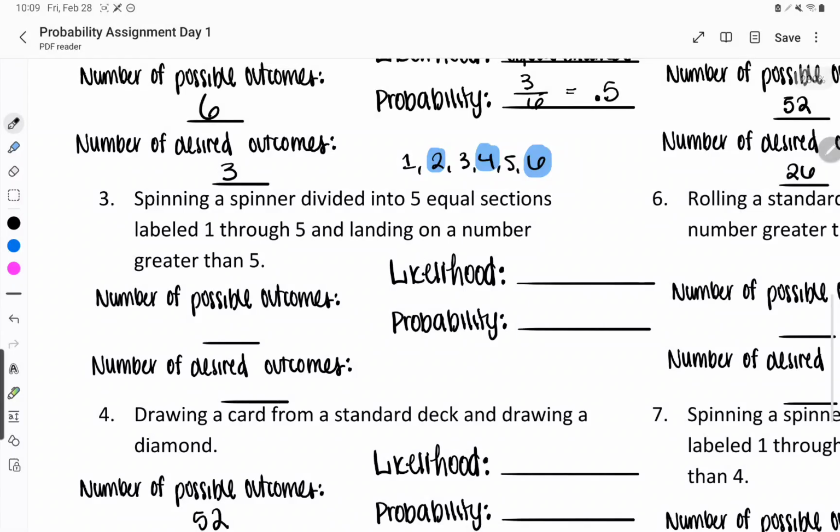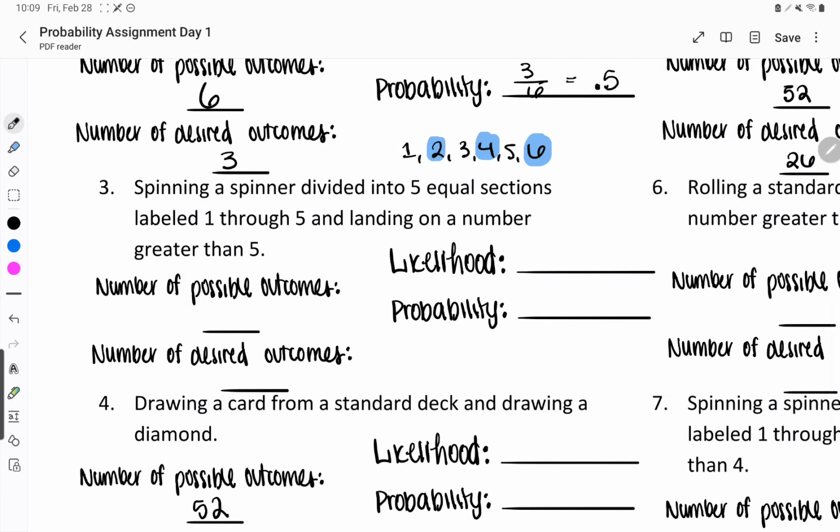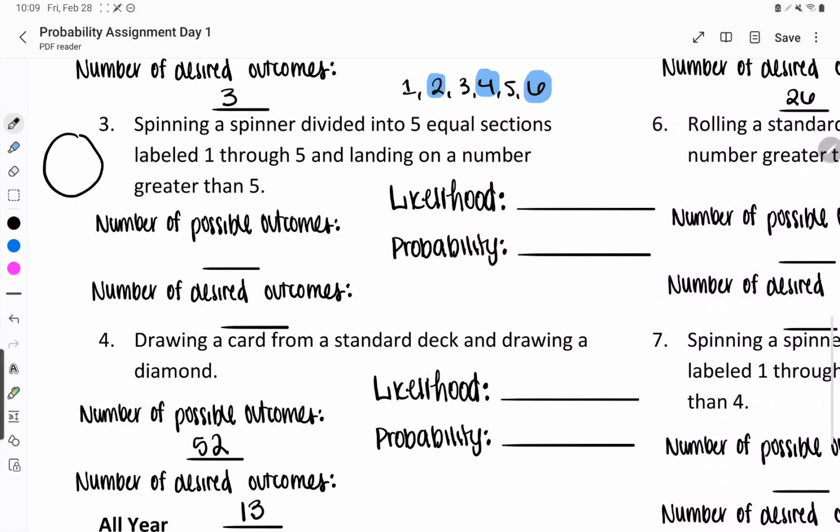Okay. This says spinning a spinner divided into 5 equal sections labeled 1 through 5 and landing on a number greater than 5. So we would have, this is going to be weird. Okay. 1, 2, 3, 4, 5. And they're labeled 1, 2, 3, 4, and 5.